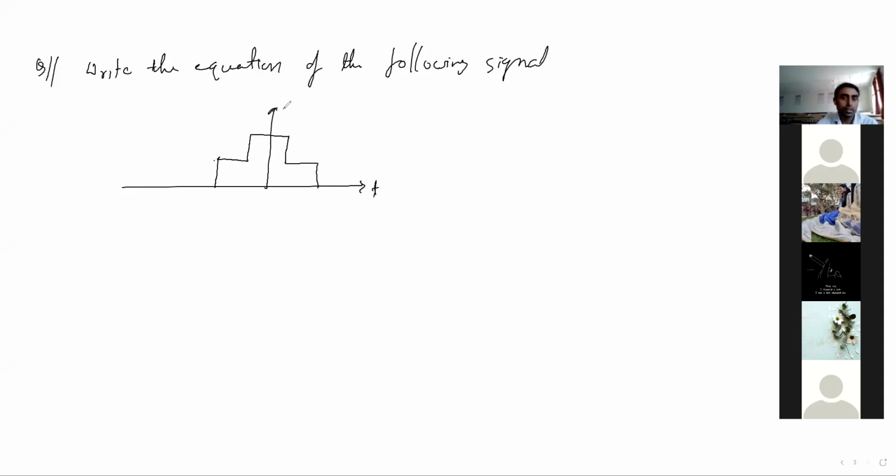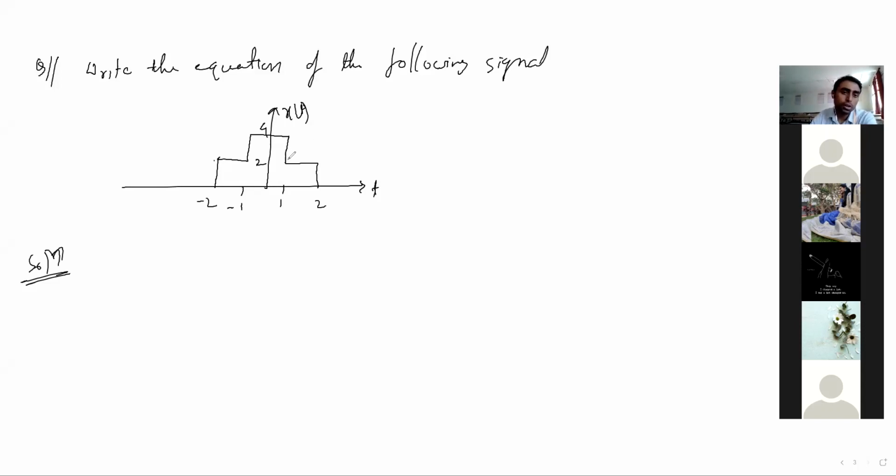T, this is x(t), with points at minus 2, 1, minus 1, 1, 2, and it is 2, 4. So a question may come: write the equation of the signal. How can we solve this? Write the equation of the following signal.